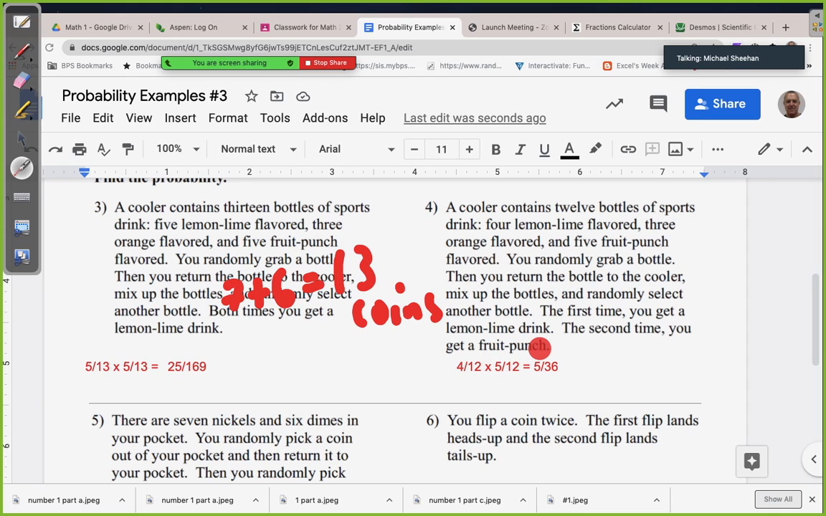Now I want to get fruit punch. Well, up here it says there's 5 fruit punch flavor out of 12 bottles. So I've got a 5 out of 12 chance of getting fruit punch the second time. And then when I multiply these two fractions and I reduce, this is my final answer.